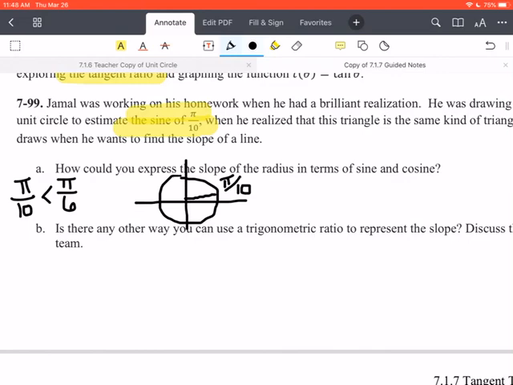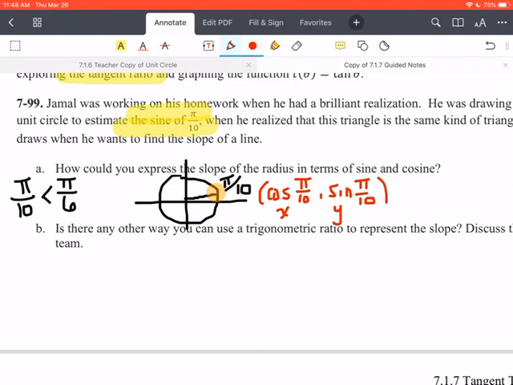So it says, how could we express the slope of the radius in terms of sine and cosine? Well, we know that if we look at the coordinate point on the unit circle, right here, what are the coordinates going to be? The coordinates are going to be whatever the cosine of pi over 10 is, comma, whatever the sine of pi over 10 is, because as a review, the cosine in the unit circle gives us the x value on the circle, and then the sine of the angle gives us the y value.